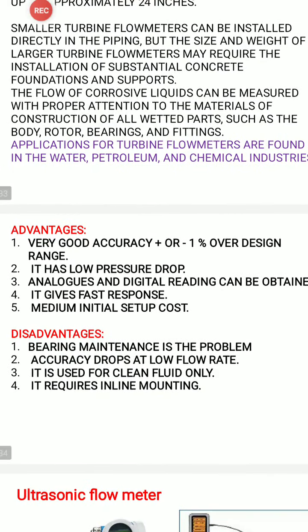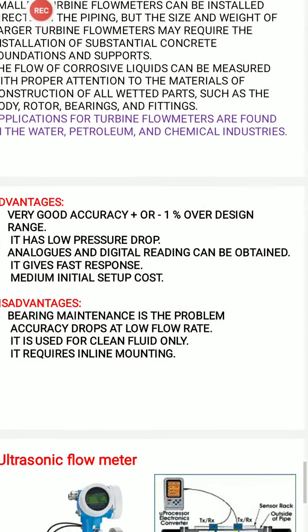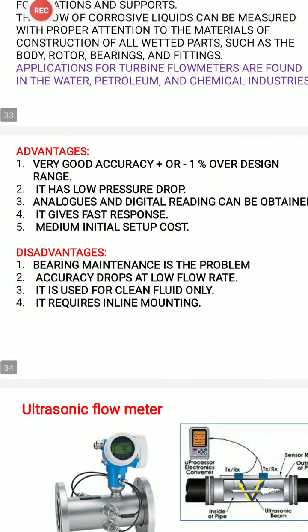The flow of corrosive liquids can be measured with proper attention to the materials of construction of all wetted parts such as the body, rotor, bearing and fittings. So we have to consider in wet condition there may be a chance of corrosion. Applications for turbine flow meters are found in the water, petroleum and chemical industries. Advantages and disadvantages we have to consider.